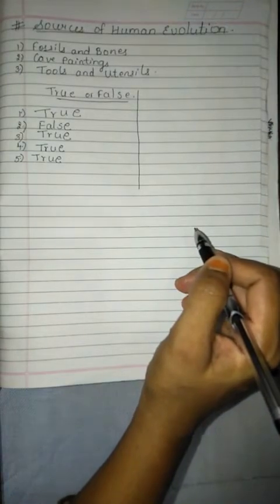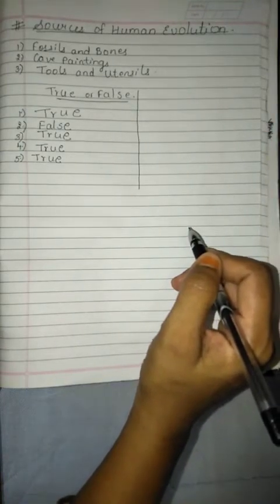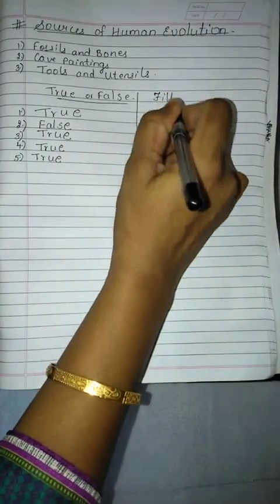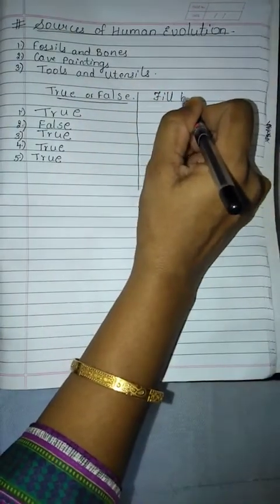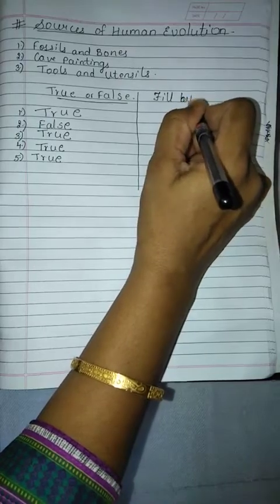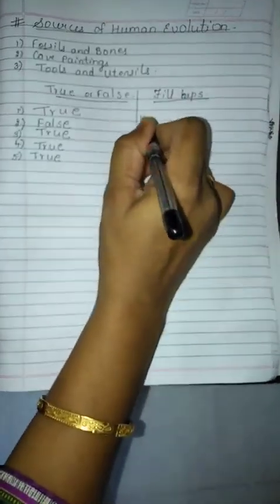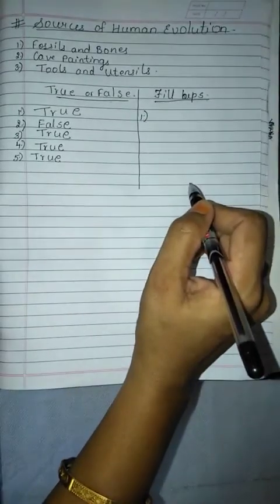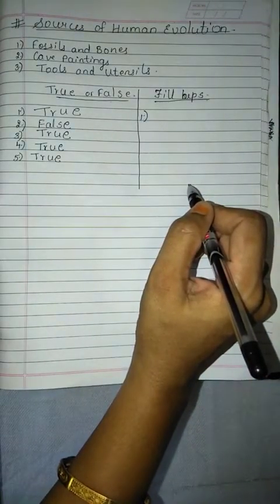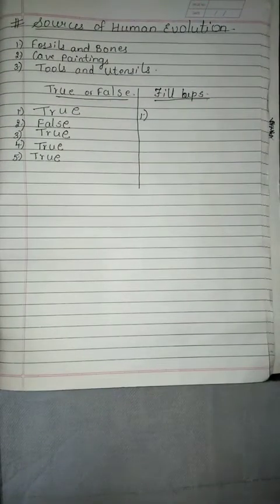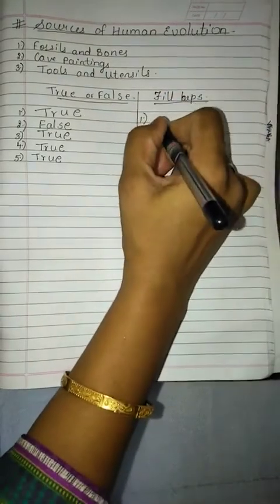After completing the true or false, we will see the answers for fill in the blanks. Please note down. Now, the first fill in the blank: dash had both human and ape-like features. The answer is Australopithecus.